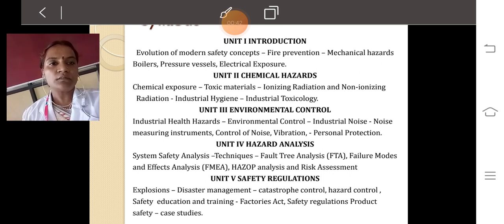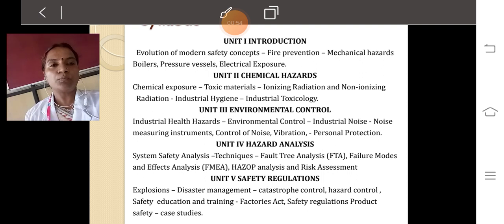And in the second unit, we are going to discuss chemical hazards. In chemical hazards, mainly we are going to discuss toxic materials and how to protect from toxic materials. These are all the major topics we are discussing in the second unit. And the third unit purely discusses environmental control.